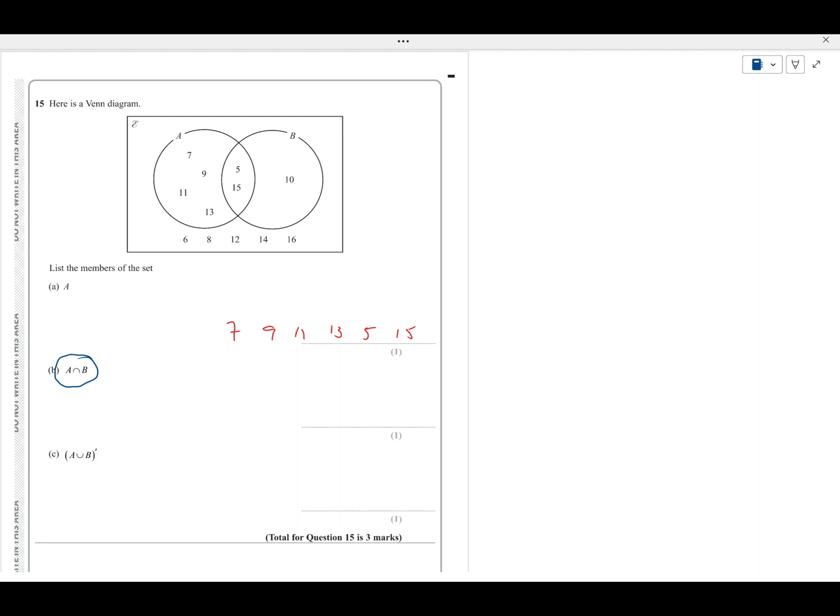A intersection B, A and B. That's going to be 5 and 15. Now, what's going on here? In the bracket, we've got A union B. So those are the ones that appear in A or B. But we're asked for everything but those, for not those. So it's going to be these numbers here: 6, 8, 12, 14, and 16.